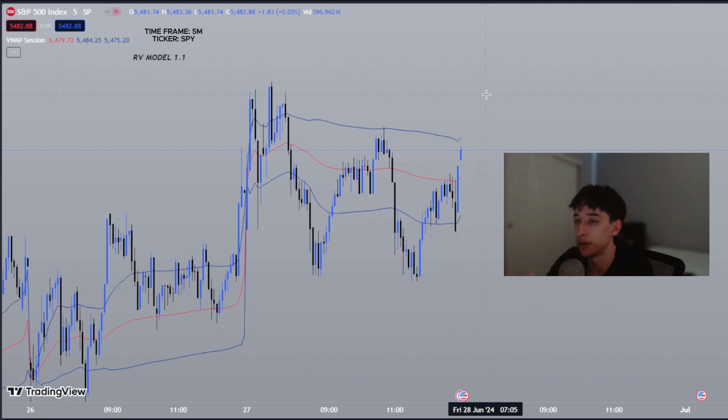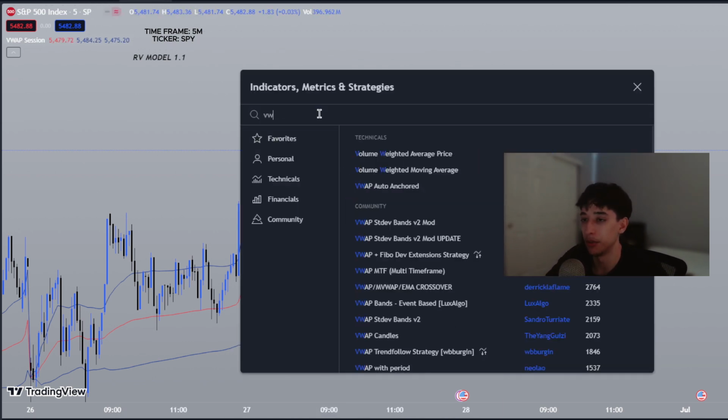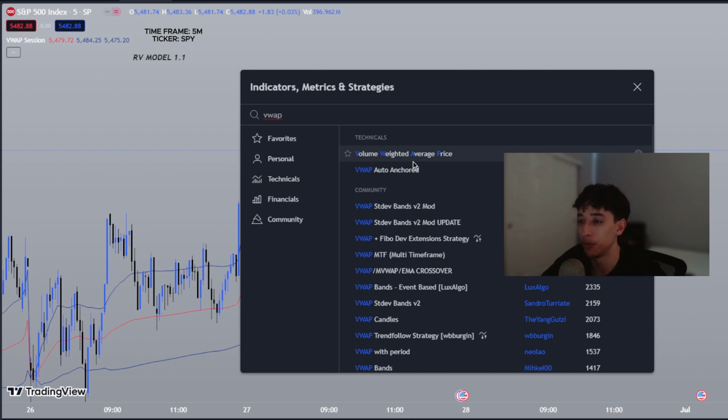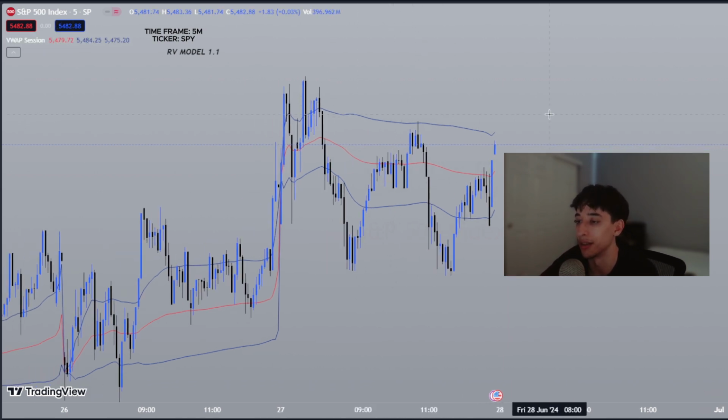For the RV model, you're going to need one indicator. It's called VWAP, and you can go to your indicators tab, type in VWAP, and it's going to be volume weighted average price. You don't need to change anything in these settings. Everything is going to be how it is. You can change the colors. That's one thing I did, but you don't need to change anything else.